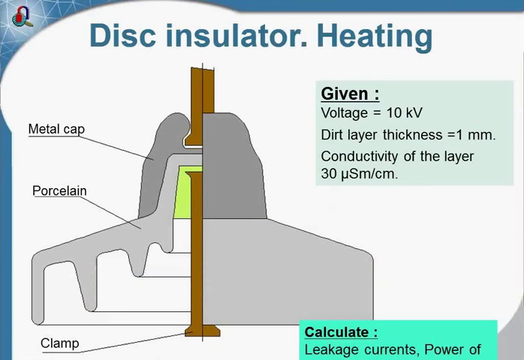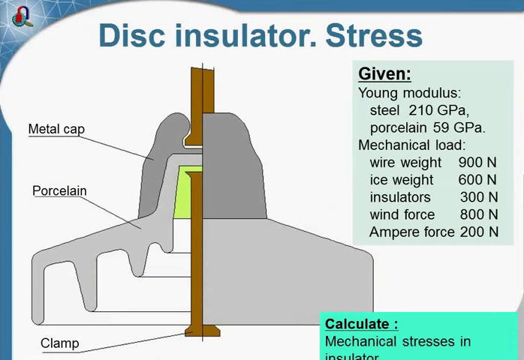Now the last example is the mechanical stress in the disk insulator. You know that the wire has some weight. And in winter, the ice and the snow could fall, and the ice and the snow will add weight to the wire.